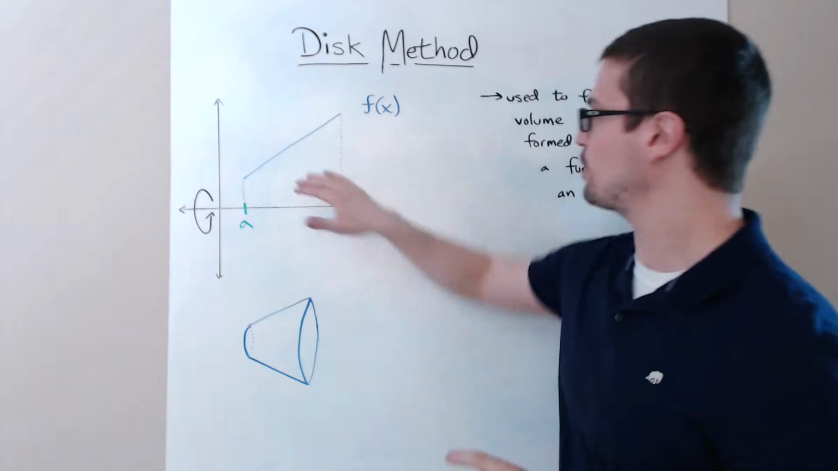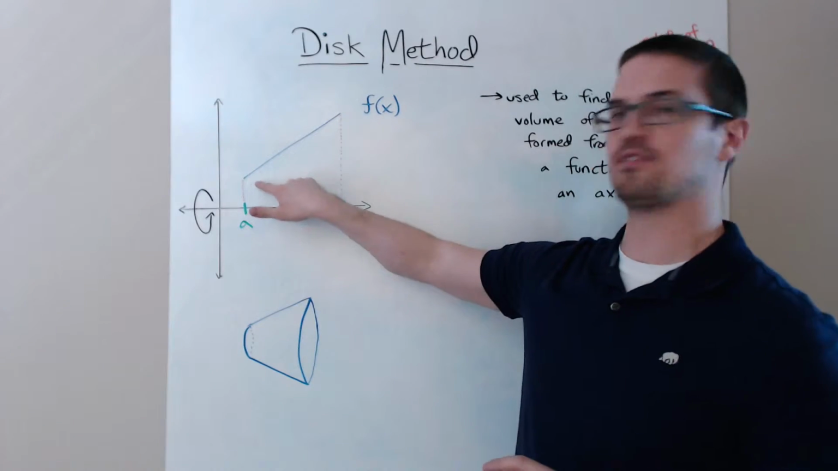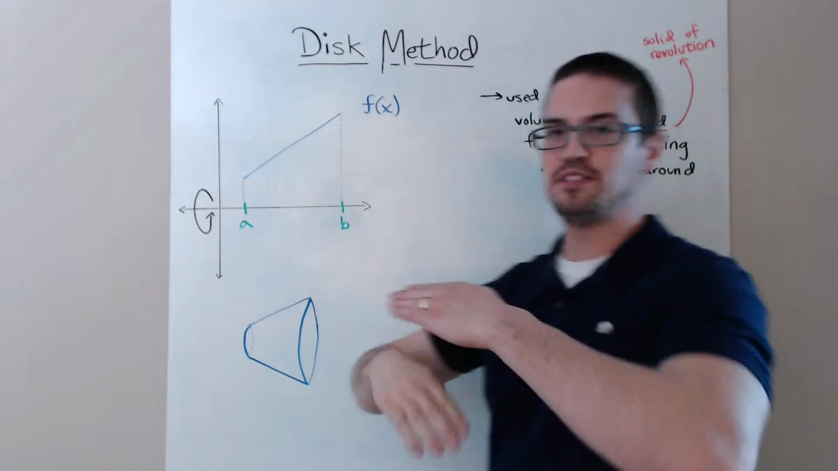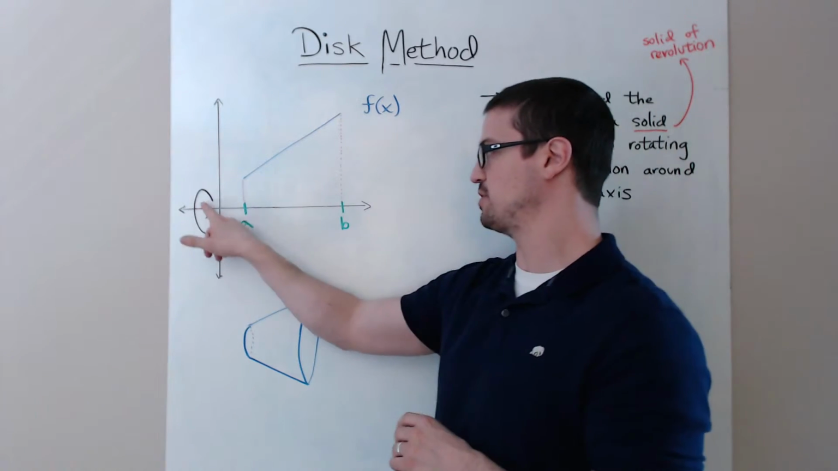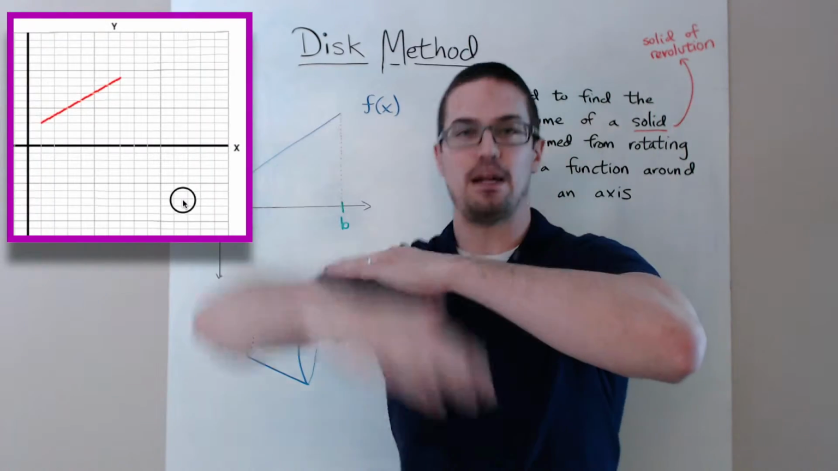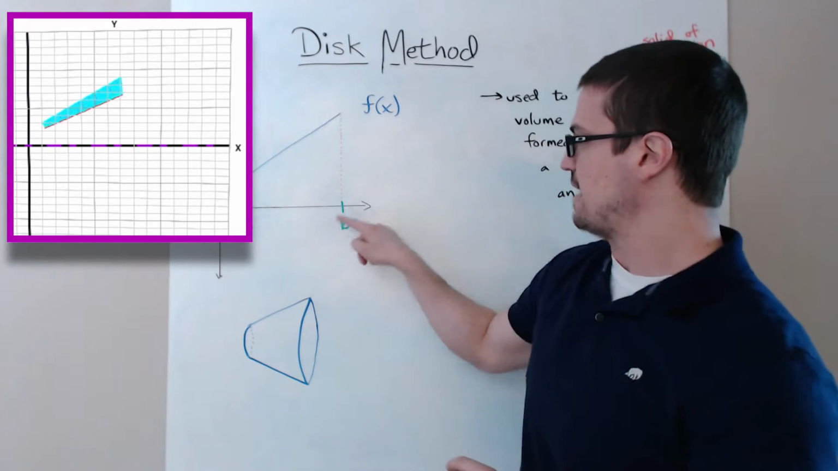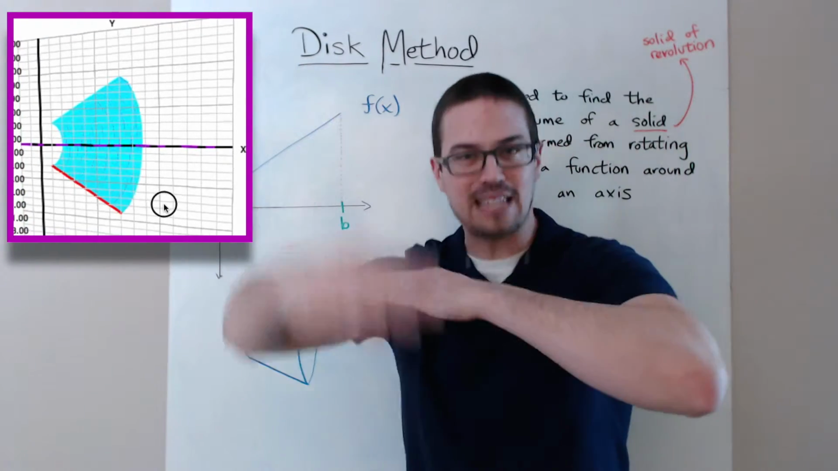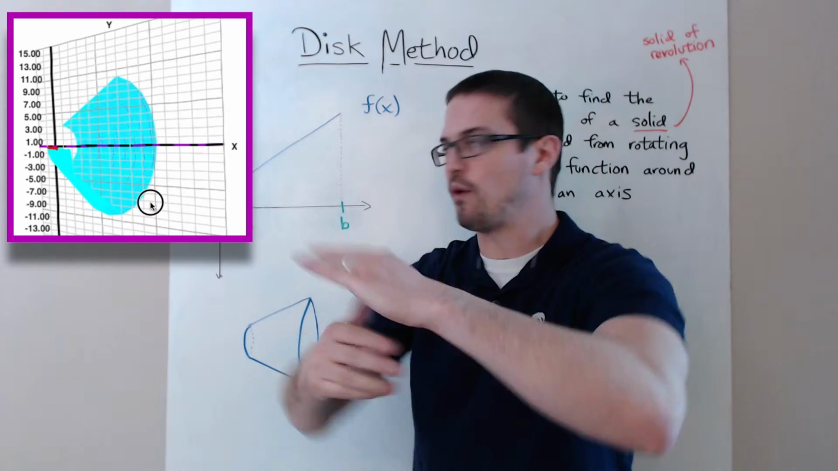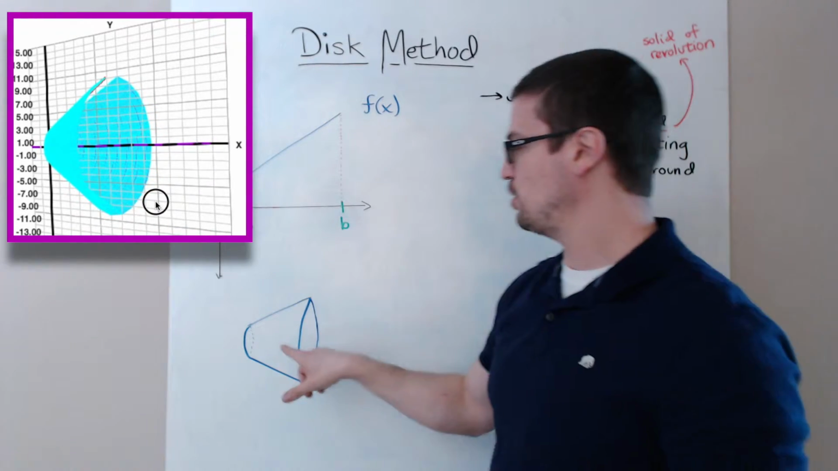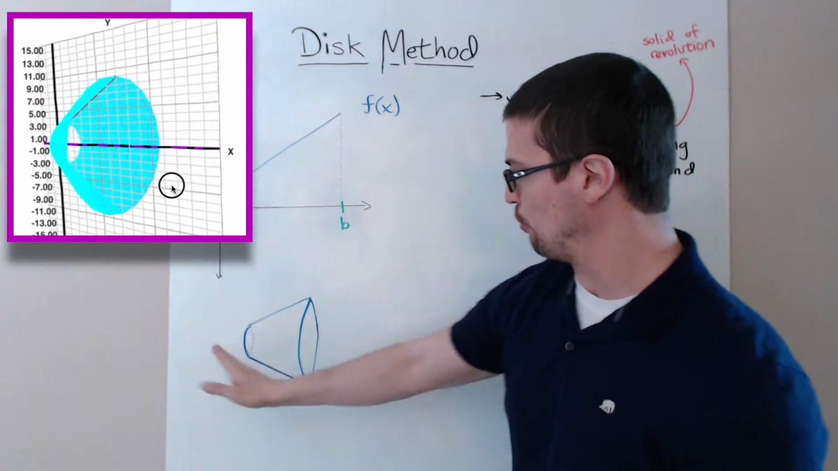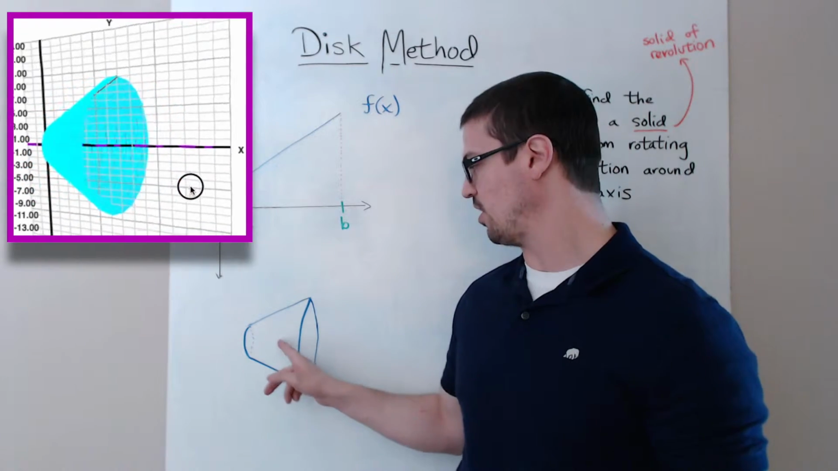Say we had some function right here, like this blue function. I have a linear function and I want to rotate it around the x-axis. You can see this arrow right here. So I'm taking that function and rotating it around this axis. Now if you can imagine the solid that's being formed as it's going around this axis, it's going to look something like this. It's almost like a cone with the first part of it cut off.